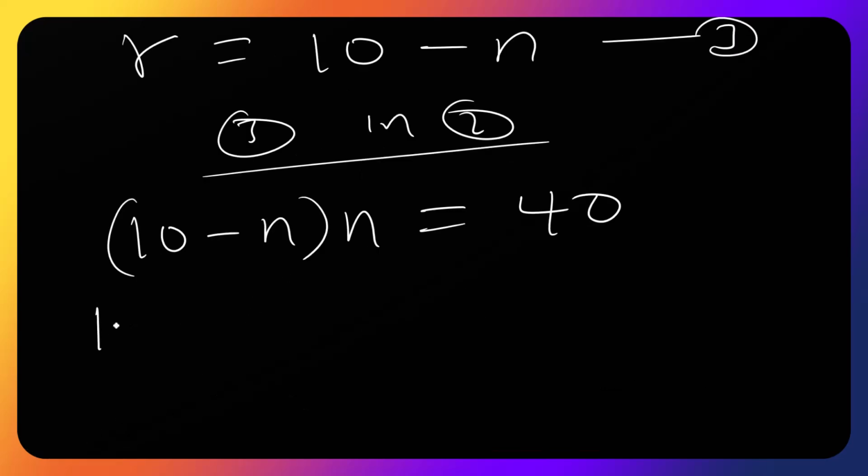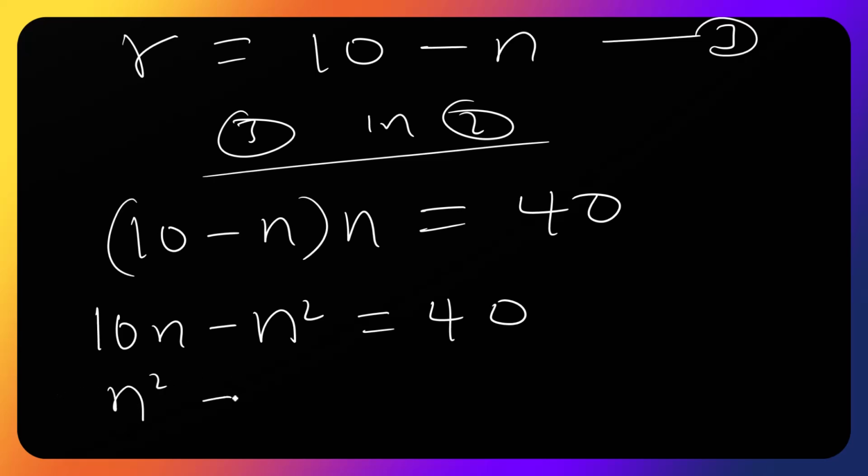So let's expand: 10N minus N squared equals 40. Let's arrange this as a quadratic. So we have N squared minus 10N plus 40 equal to 0.